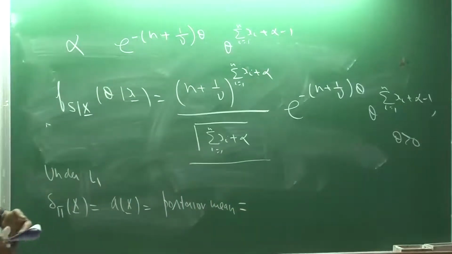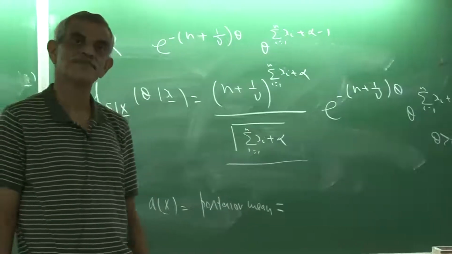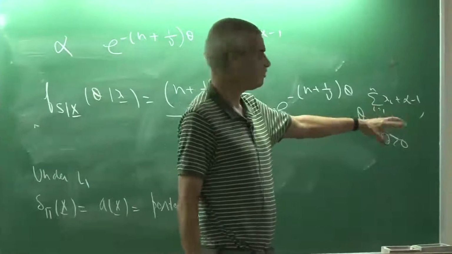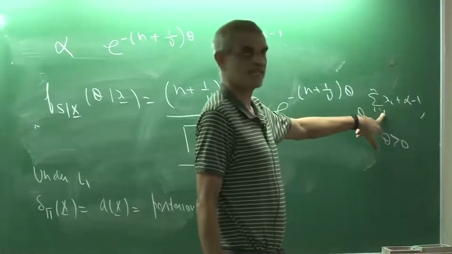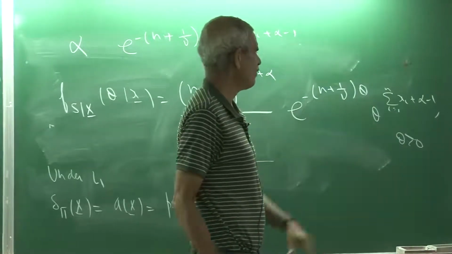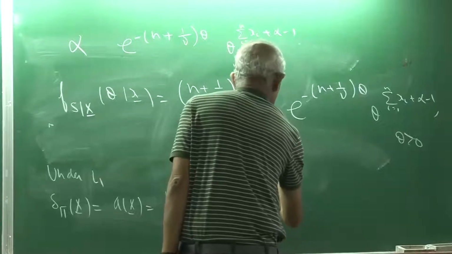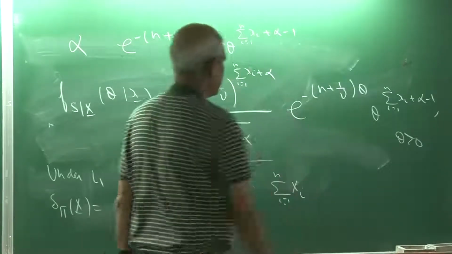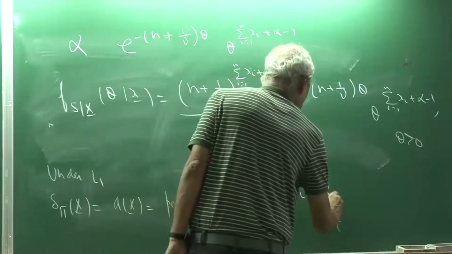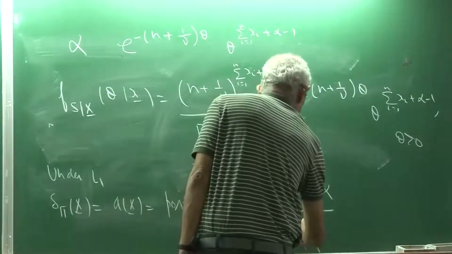What is a posterior mean? So what is the mean of this posterior distribution? Gamma alpha is nothing but alpha divided by beta. So that means summation xi plus alpha, divided by n plus 1 by nu. So that is the same as summation i equal to 1 to n, where I can now replace xi by the random variable Xi, plus alpha, divided by n plus 1 by nu.